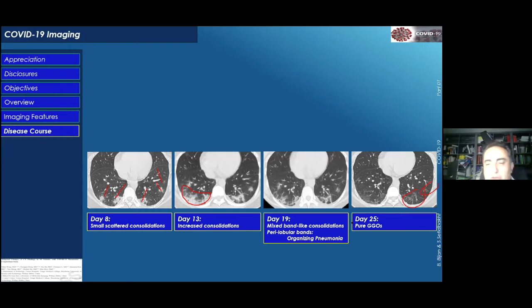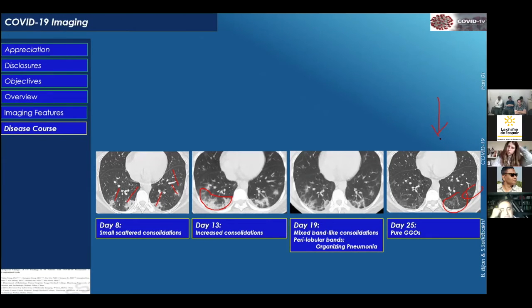So this is another example of the course of a disease. Now I'm going to ask you a question. If I show you this chest CT, if I only show you this, what would you say about the stage of the disease? Would you call this early stage of the disease or late stage of the disease?